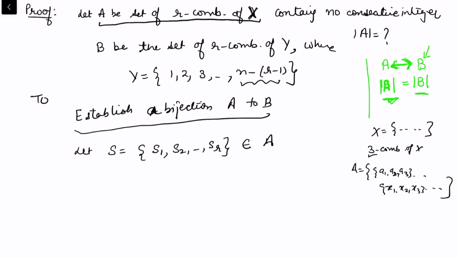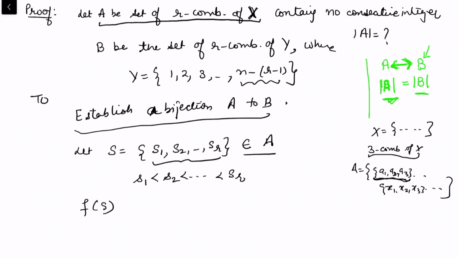So when we say R combination, any member or element of the set A consists of R elements. Like s1, s2, ..., sR, this is an element in A, and I am denoting this by s. Here we may assume that s1 is strictly less than s2, and so on, strictly less than sR. And we define f(s), because we have earlier considered that f is a mapping from A to B. Now we have already considered an element in A, and we want to see what f(s) is.